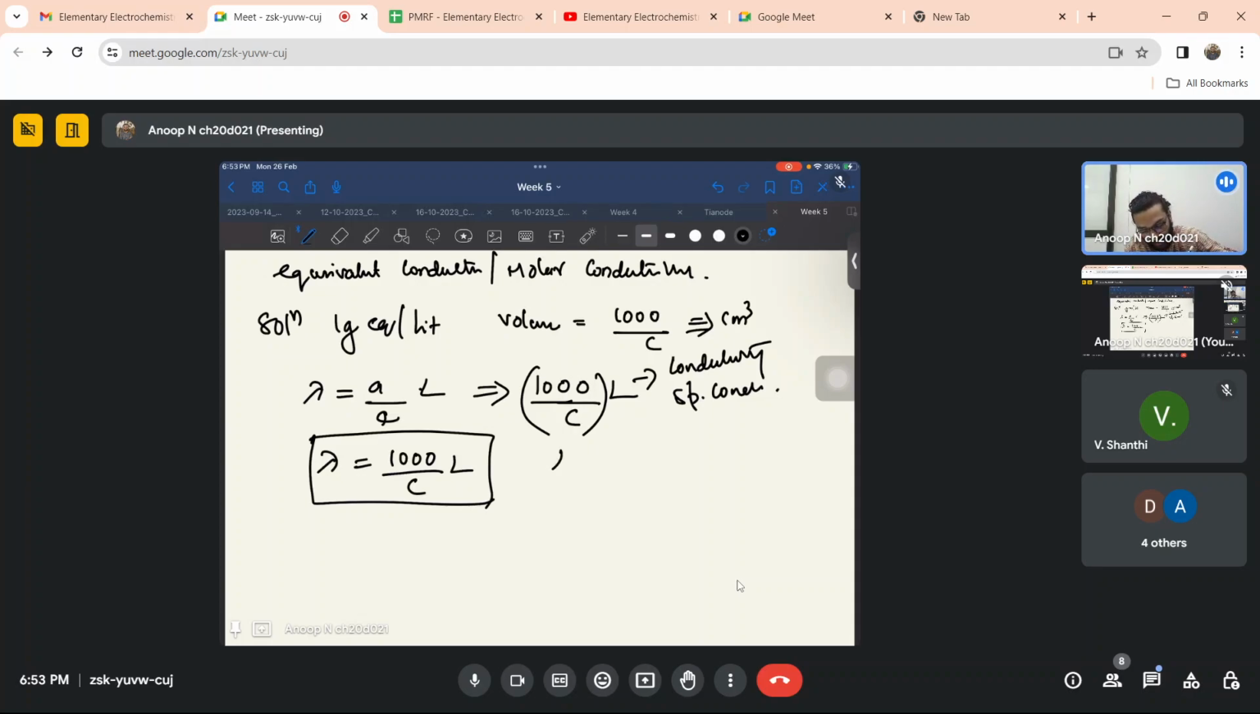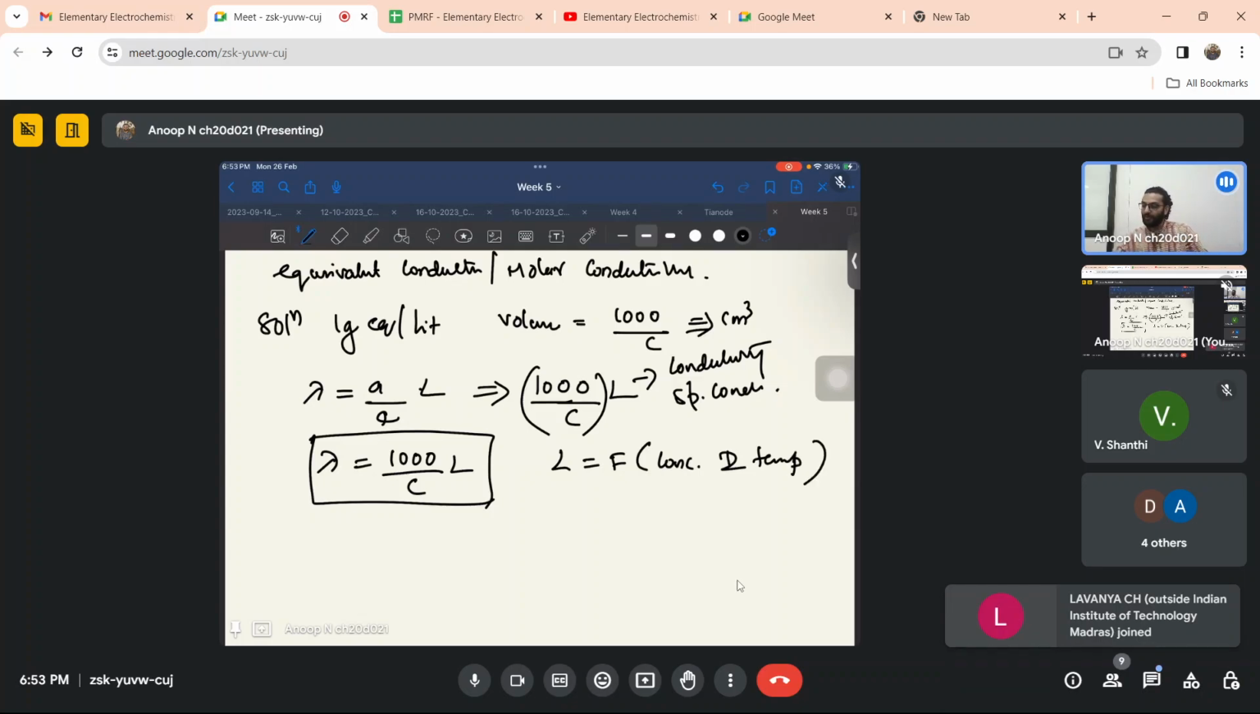Here, L is equal to a function of concentration and temperature. In the textbook, I think sir has given some values. What are they? For a KCl solution of 1 normal, 0.001 normal, 0.005 normal, and so on, what are the values at different temperatures also? Kohlrausch and coworkers determined the value of specific conductance or conductivity of pure KCl solution. So those values will be useful for solving problems.